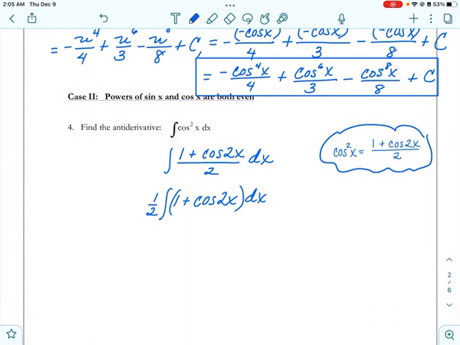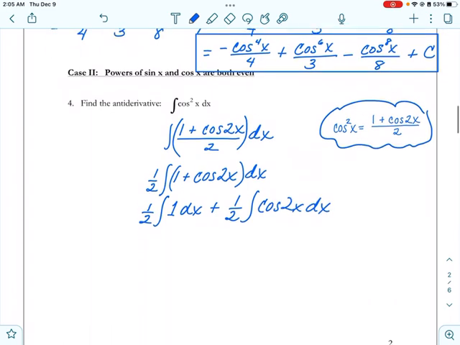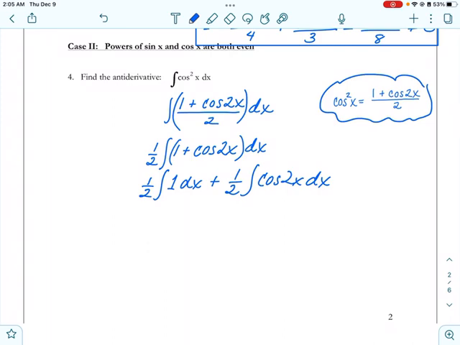So with this, we've got 1/2 factored out already. I changed the cosine squared using the identity 1 plus cosine 2x over 2, factored the 1/2 out. So now I just have the integral of 1 plus cosine 2x. I could distribute the 1/2 and then split the integrals. I'm going to leave it as a 1 dx, and then plus a 1/2 and then the integral of cosine 2x dx. So then I have the integral of 1 dx.